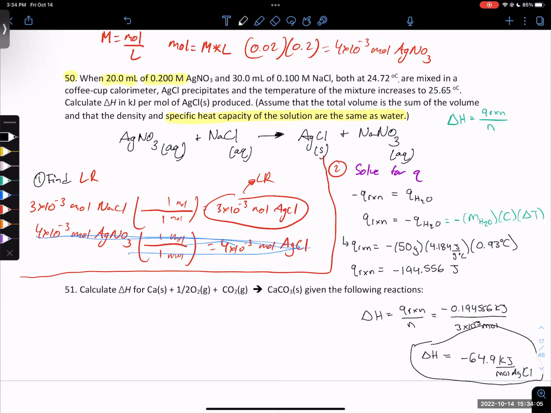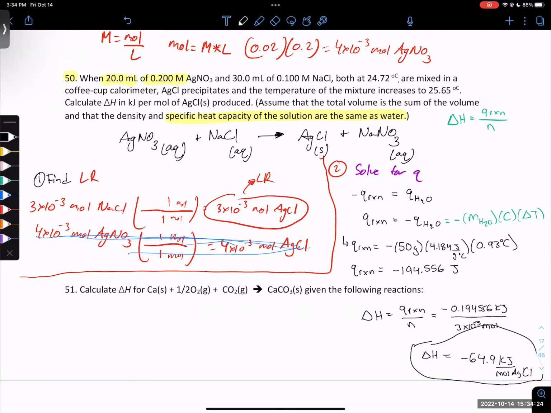And a lot of the times, since we always know the specific heat of water, you can always solve for the heat gained or lost by the water, which will help you solve for the Q reaction, right? But yeah, what's up, Bobby? So when it says the mixture increased 25.65, is that referring to the water's temperature or the temperature?